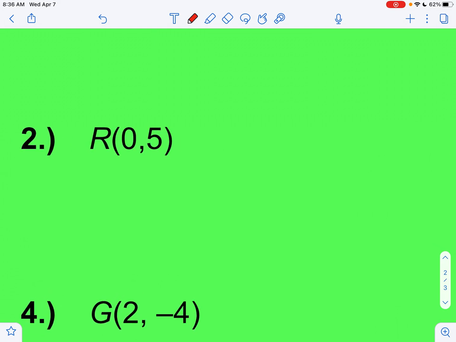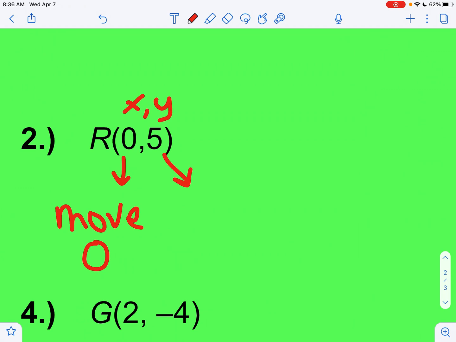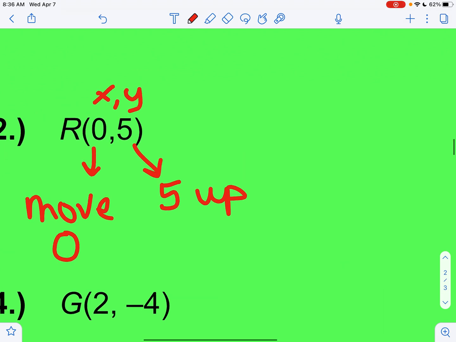This time we have R, 0, 5. That 0 means I'm not moving anywhere, I'm staying on the x-axis. So move 0. And then our 5, remember it's x and y, our y is going up. So we are moving 5 up.